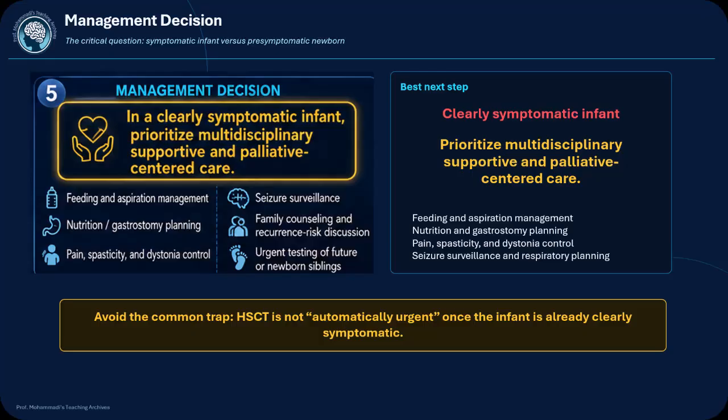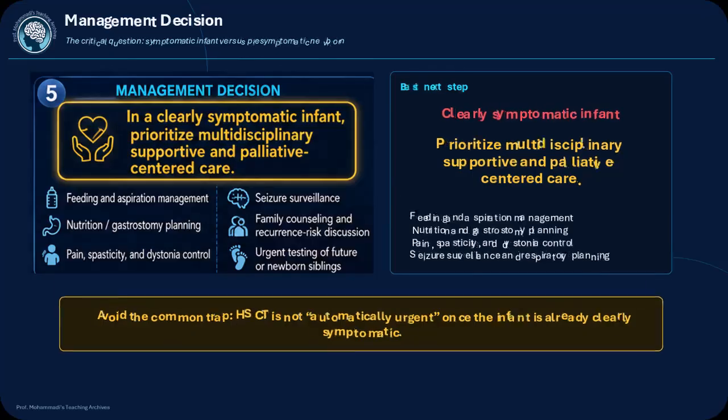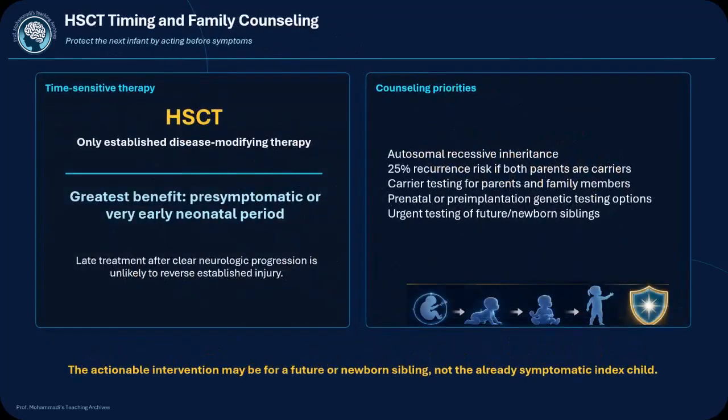This includes feeding and aspiration management, nutritional planning, possible gastrostomy discussion, pain control, spasticity and dystonia treatment, seizure surveillance, respiratory planning, and careful family support. The common trap is to assume that because HSCT is disease-modifying, it must always be urgent. In Krabbe disease, stage and timing determine whether transplant is appropriate. Next slide, please. Family counseling is a central part of management.